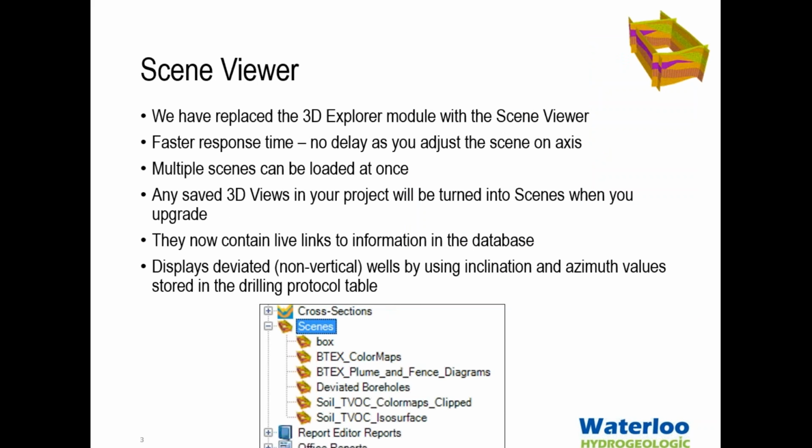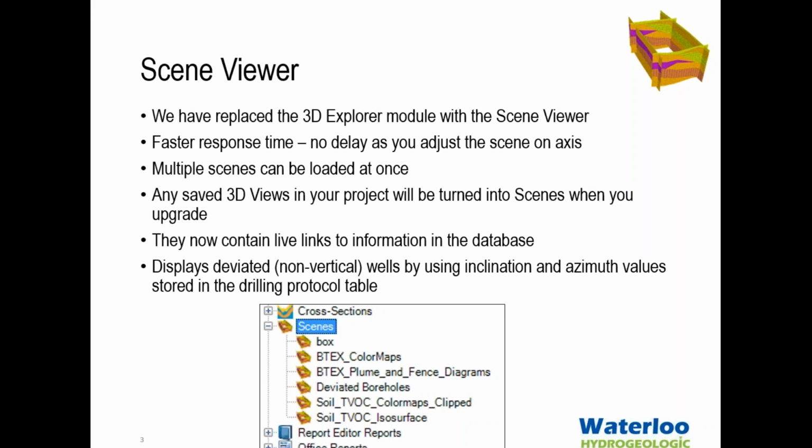So let's start with the Scene Viewer. We've replaced the 3D Explorer module within HGA with a Scene Viewer. What you're going to notice is a faster response time. You're not going to see the delay when you're rotating the scene on the axes that you would have seen in the old 3D Explorer. It's going to be a much smoother response time, much quicker for you to be able to turn around on all the different axes and get an idea of what's going on at your site.